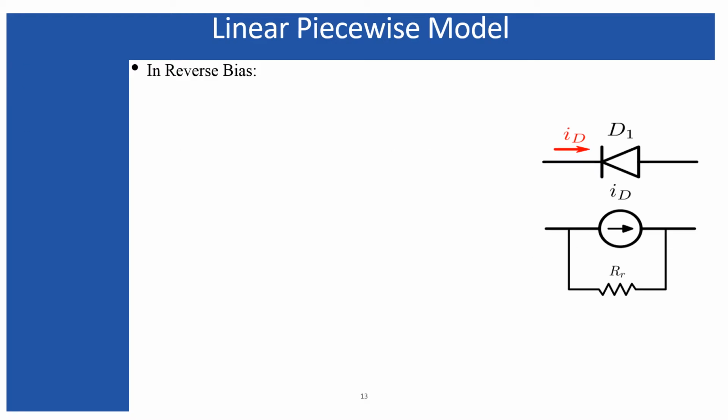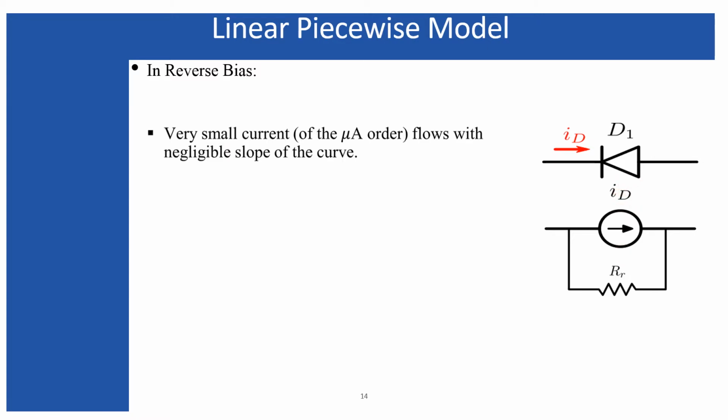Next is the reverse bias. As I have shown over here using this diagram, you can easily see how I have modeled this diode using a current source and a resistance in parallel with the current source. The question is why I am modeling a reverse bias diode in this fashion. Because in reverse bias, the diode draws a very small amount of current and it is very insignificant, but still it is drawing some amount of current.